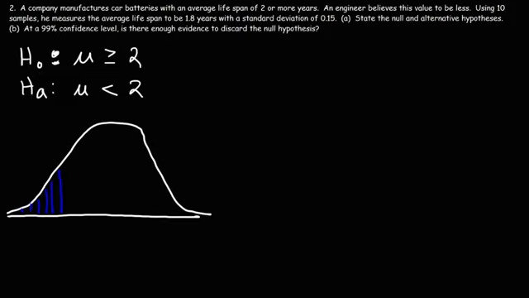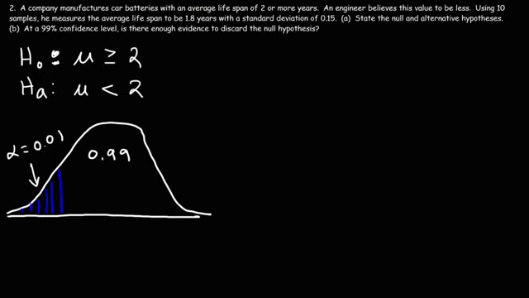So in part B, we're dealing with a 99% confidence level. So the area of the region that is not shaded, that's 0.99. Alpha represents the area that is shaded, that's 0.01. So that's our left tail normal distribution.